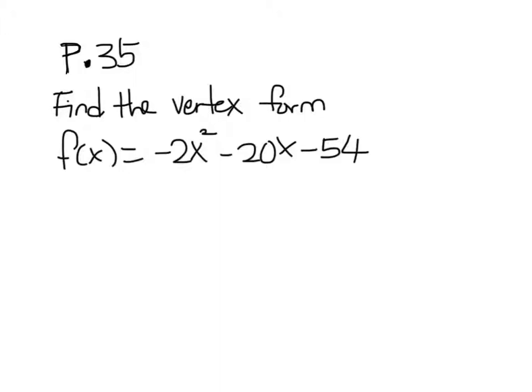And how many big squares do we have to make? Well, in front of x squared, we have -2. So we've got to make -2 groups of them, right? The first thing we're going to do is pull out the -2. But when we pull out the -2, we're going to make sure that we only pull it out for the x squared and the -20x. And then we're going to leave the -54 alone. All right, there you go.